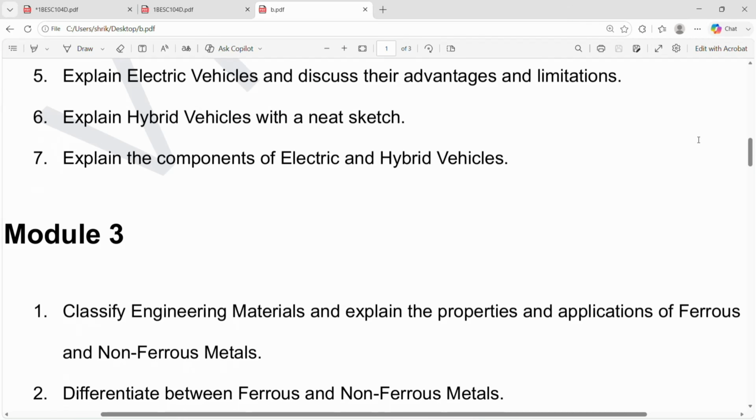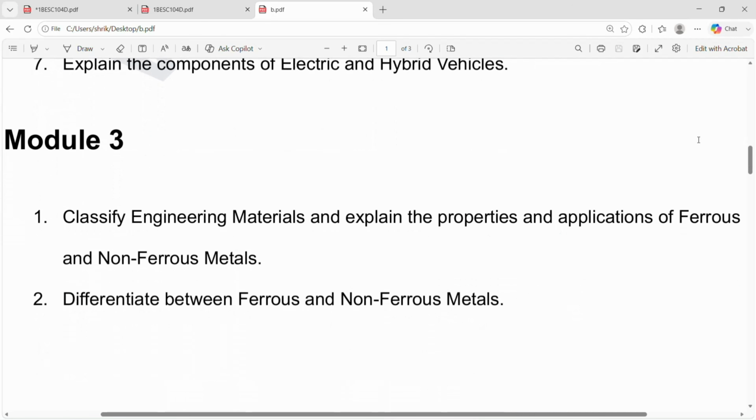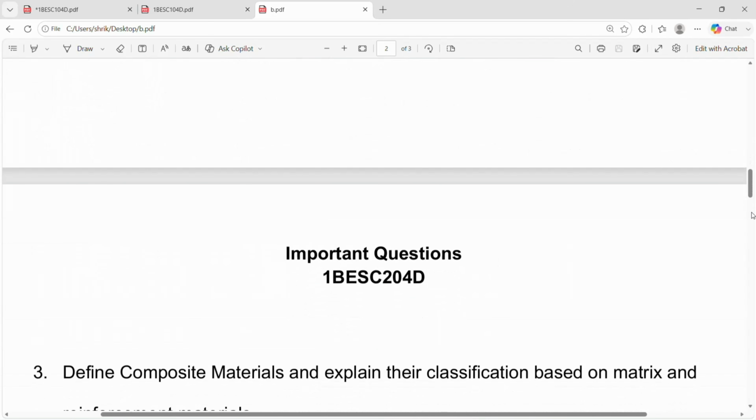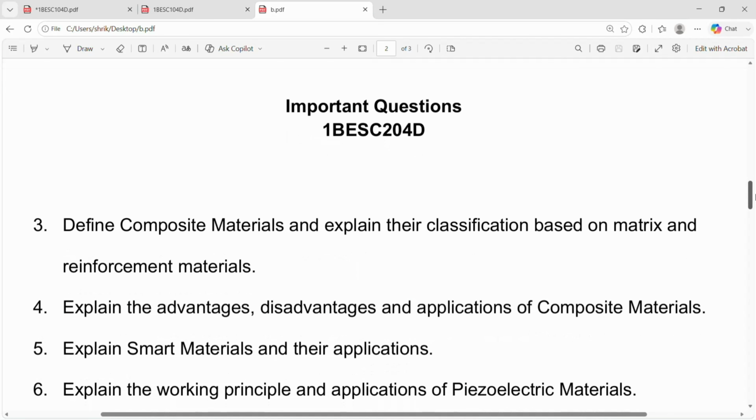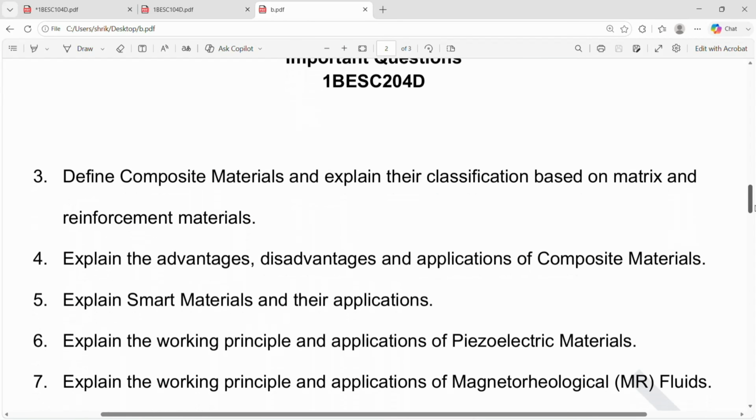Next, Module 3. Classify engineering materials and explain the properties and applications of ferrous and non-ferrous metals. Differentiate between ferrous and non-ferrous metals. Define composite materials and explain their classification based on matrix and reinforcement materials. Explain the advantages, disadvantages and applications of composite materials.